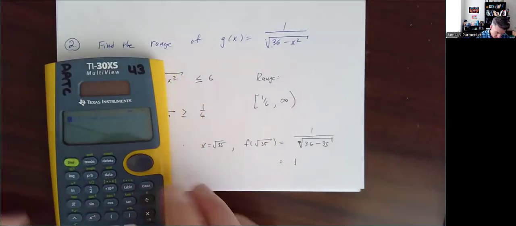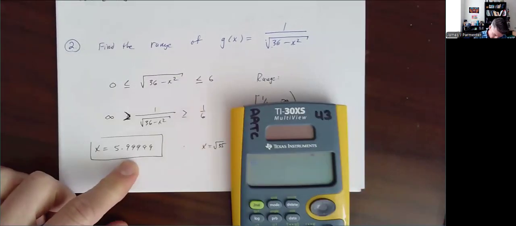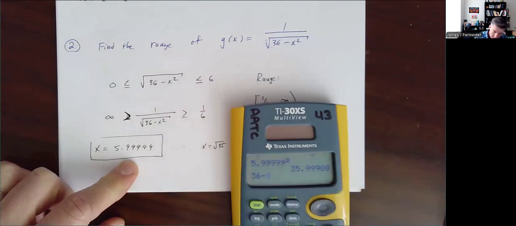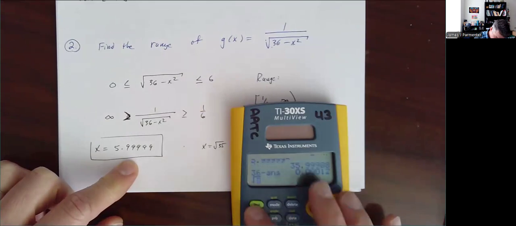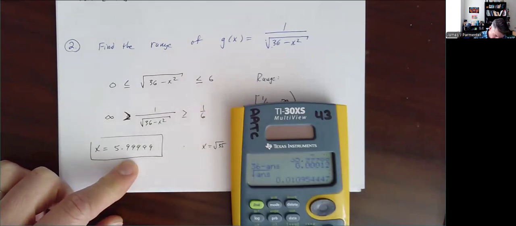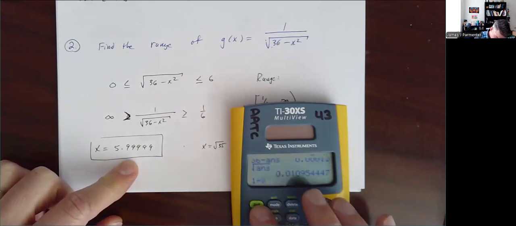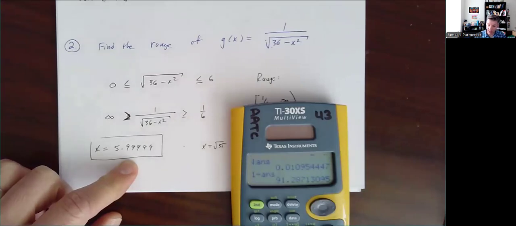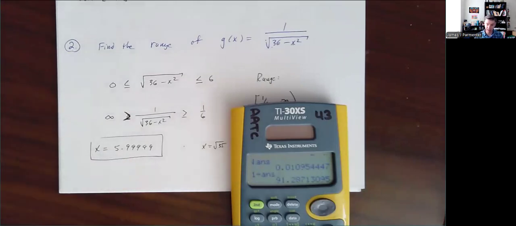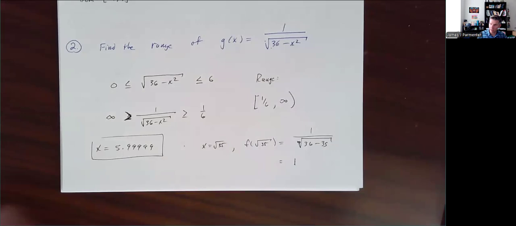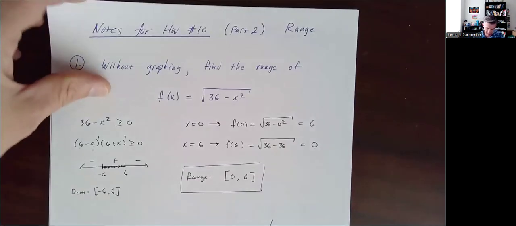So if I do 5.99999 squared, and I do 36 minus that, and I take the square root of that, and then I do 1 divided by that. See, we're getting kind of big, 91. And if you pick values even closer to 6, your results would get even larger and larger and larger. So I think that's enough justification there. Let's look at the next few examples here.